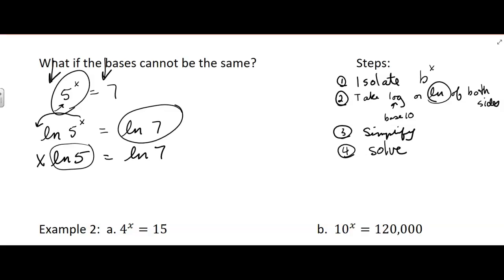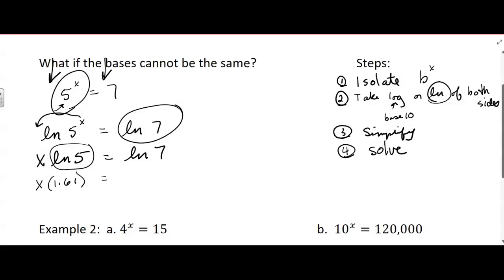In fact, you know what? I'm going to show you that because maybe that'll make this next part make more sense. So what is the natural log of 5? It's about 1.61. So x times 1.61. Now, we wouldn't really do this, but I want you to understand that these are just numbers. What's the natural log of 7? Natural log of 7 is 1.95.